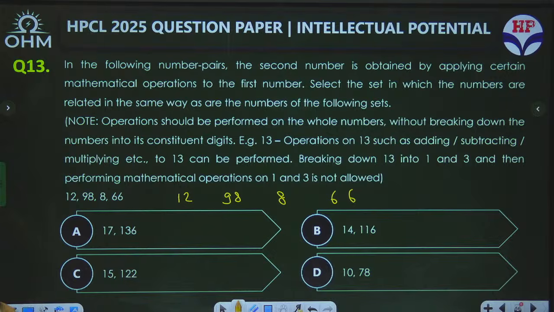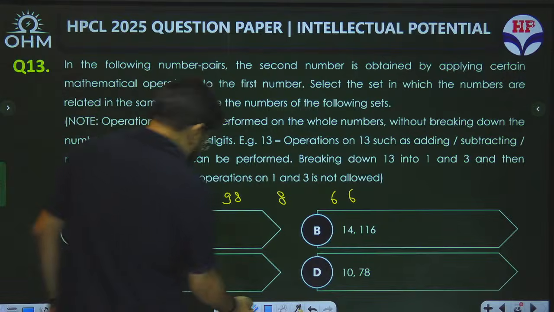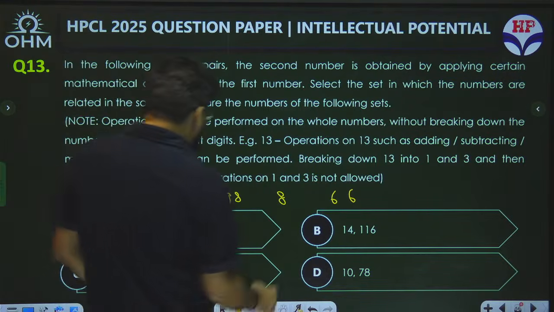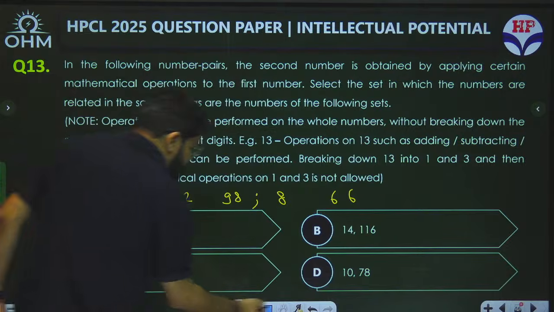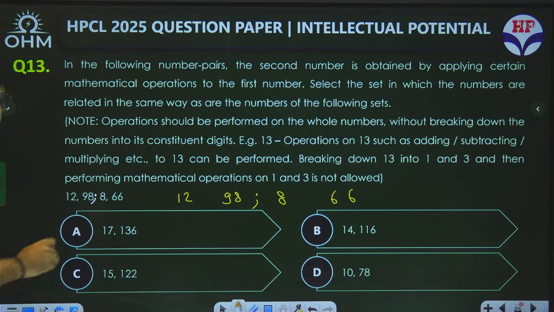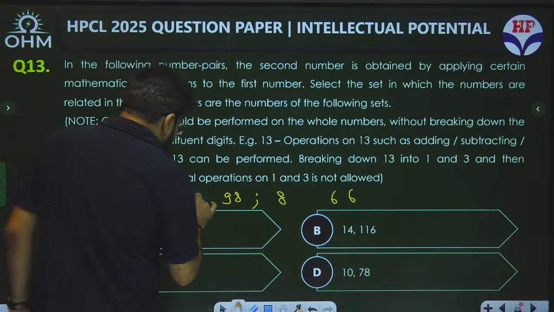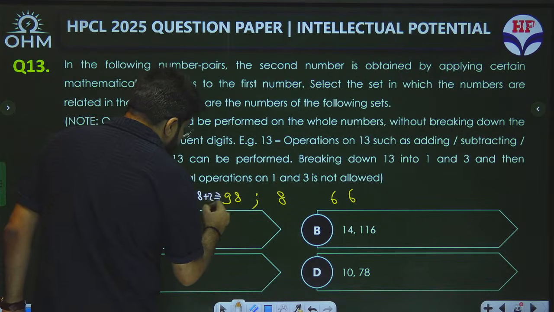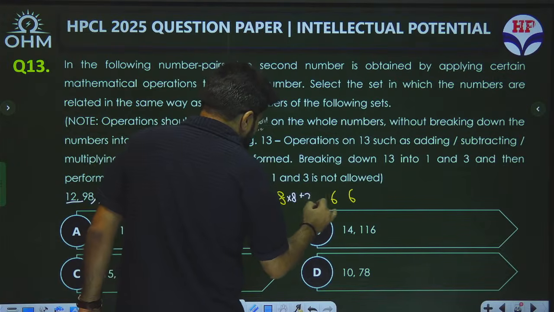So 12 goes to 98. How can it go to 98? I think into 8 plus 2. These are actually two different sets, like in the previous question, this is one set, this is one set. Then only the calculation will match. So now you see, 12 into 8 plus 2 is 98. 8 into 8, 64 plus 2 will be 66.